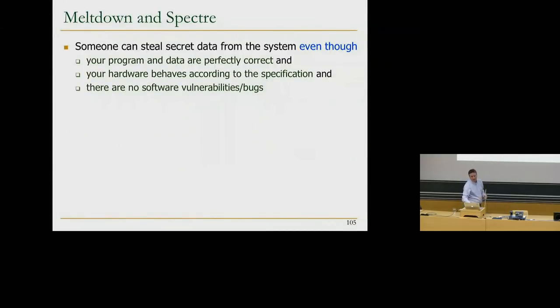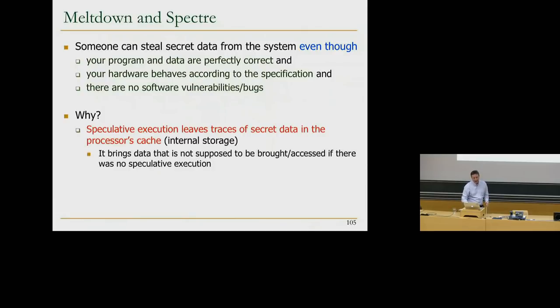This is how it manifests itself. And this is the question, why? Because while the speculative execution works well and improves the performance, it leaves some evidence. It leaves some traces that can be recovered. What happens is, it leaves some data in the processor's cache. We will learn about how caches work and things like that. It's the internal storage of the processor. And it brings data that was not supposed to be there if we were not speculating.